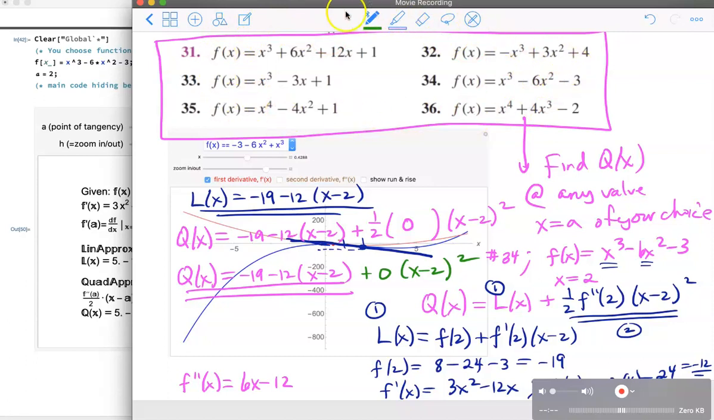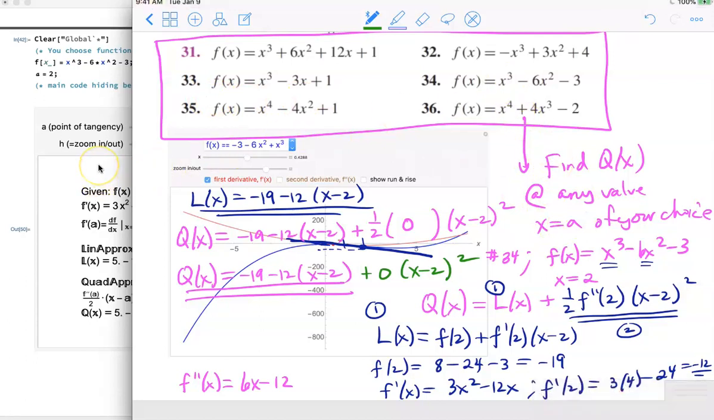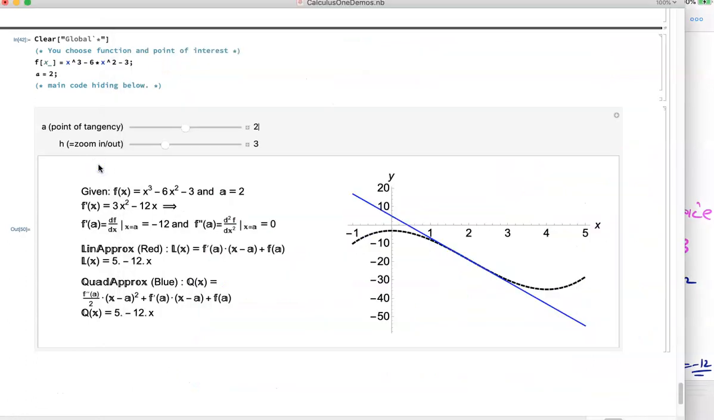So there's another example of a quadratic approximation, and you should be able to do any of these functions here at any value that you choose. You could create a graph of it in Desmos and see how your linear and quadratic approximation pieces looked.